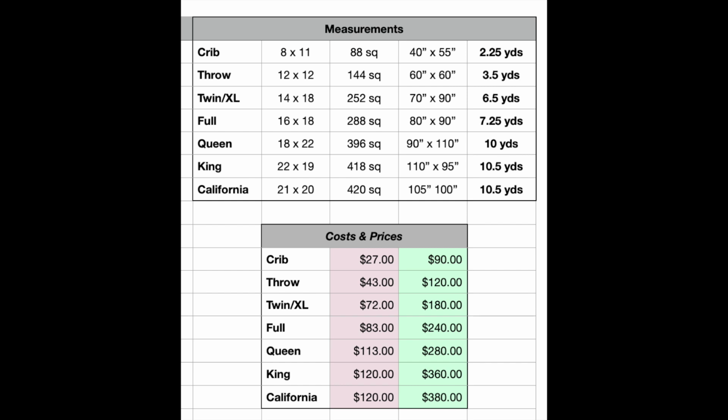These are just custom measurements that I came up with. I started with the approximate size of what a regular finished quilt is. You can just Google or go on Pinterest and find charts other people have made up with what approximately the size of a quilt should be based on the size of the bed. And then from there, I calculated how many squares per yard and how many squares per row.